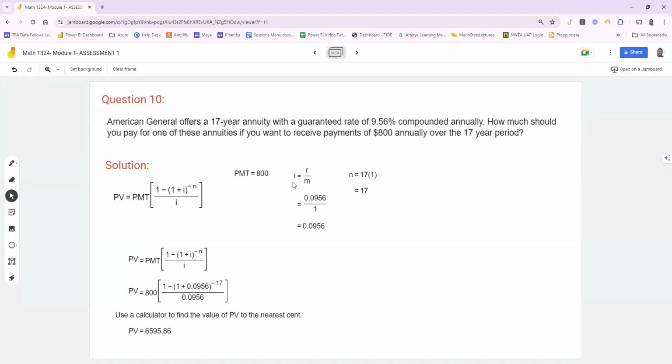We need to first find our I value, but because it's annually, basically we just need to divide the rate by 1 and we still get the same number for I. And N is 17 years times 1 because annually means just a 1. And then that's the 17. If we now plug them into the formula and evaluate the answer with a calculator, this is the answer I get.